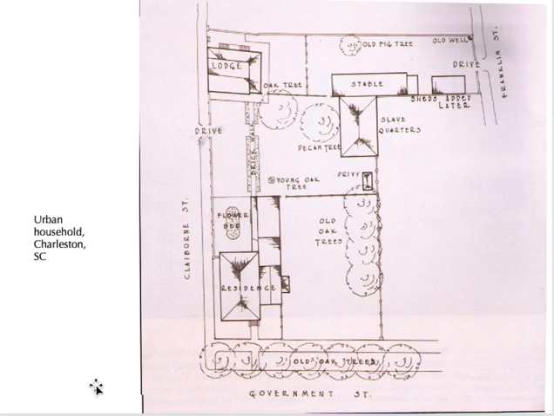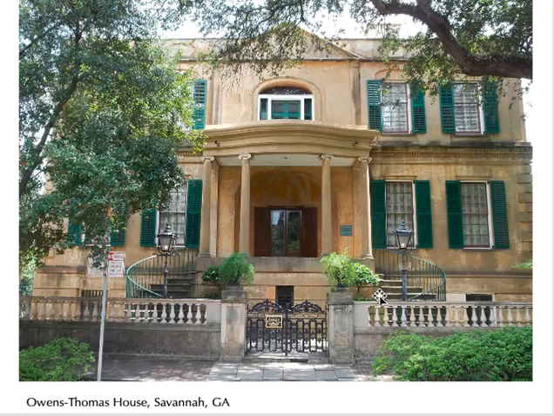image. And this is a map of an urban slave household in Charleston, South Carolina, and you can see that it's a whole compound that's walled in. Here's the big house, and then there's stable, slave quarters back here in the back. We can take a look at one house in Savannah, the Owens Thomas house, which also shows this kind of plan.